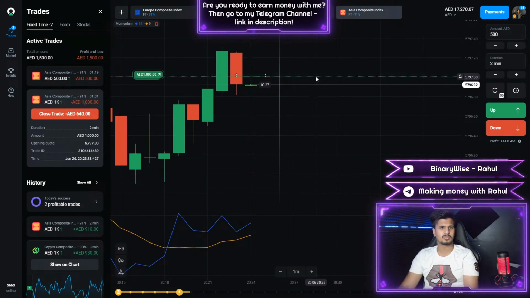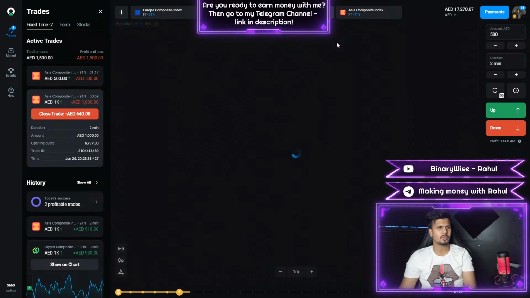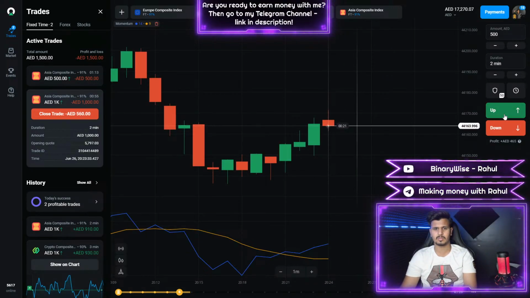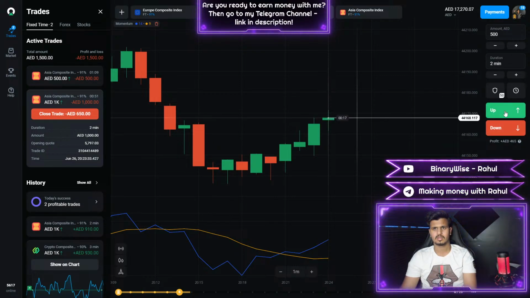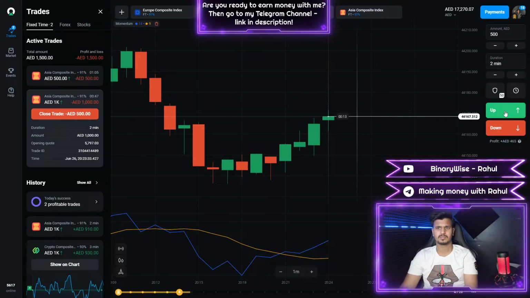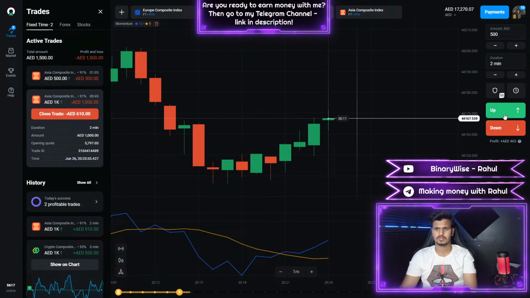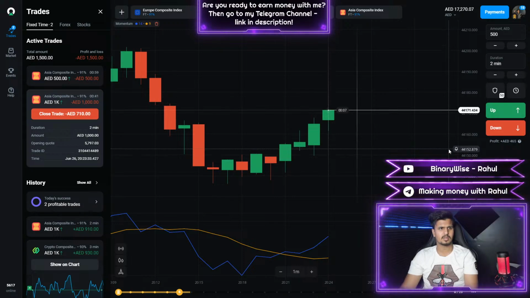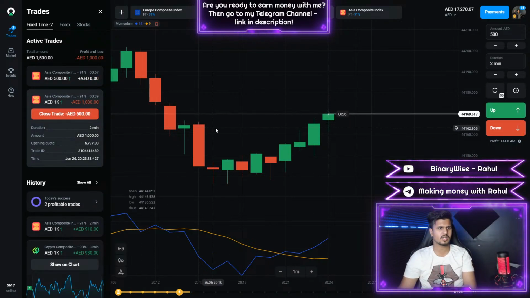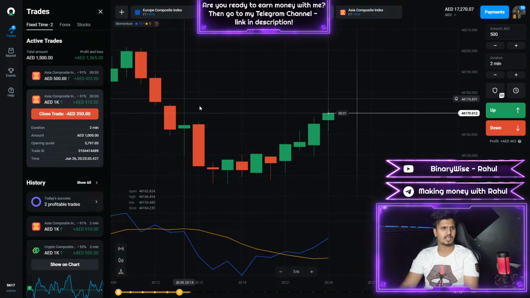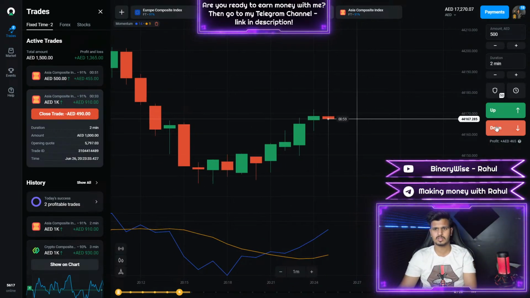Let's see whether this will move upward or downward, but we can check the other assets and they are also trying to move in the upward direction. Well, pretty cool. We can invest here again. 10, 9, 8, 7, 40 seconds remaining there on the Asia Composite Index. Both 500 trades came in the profitable amount.